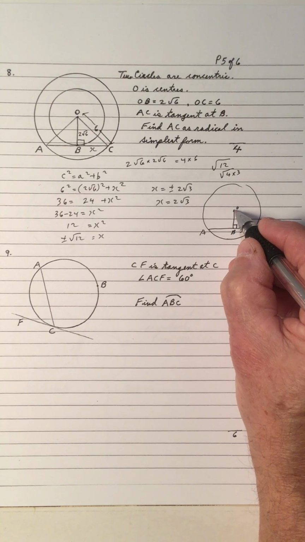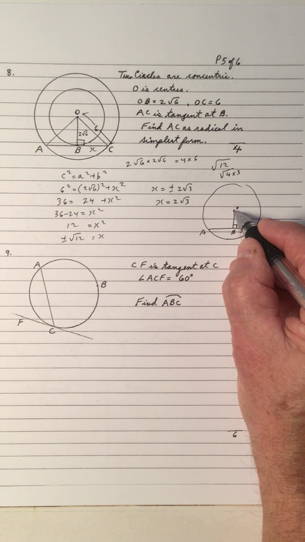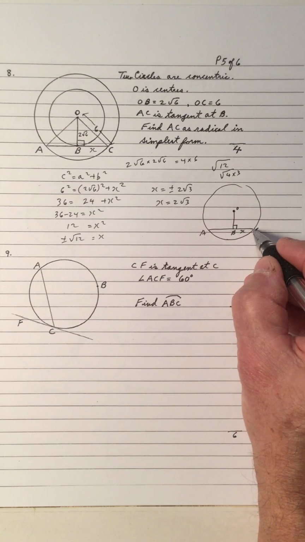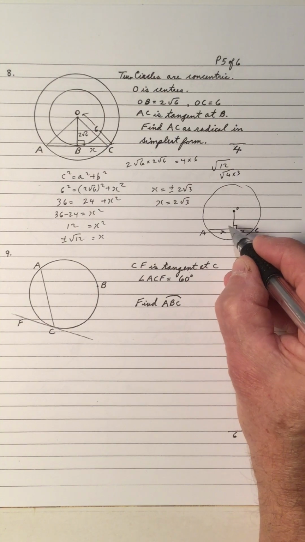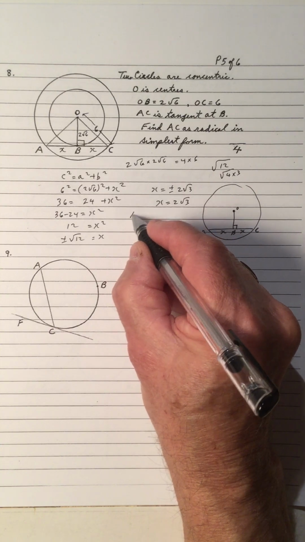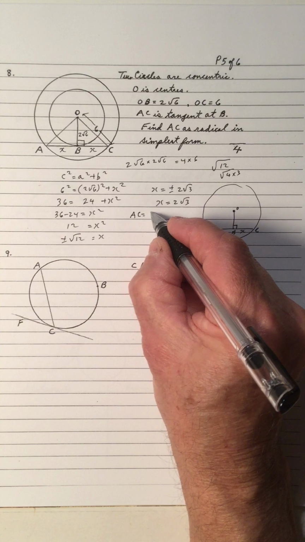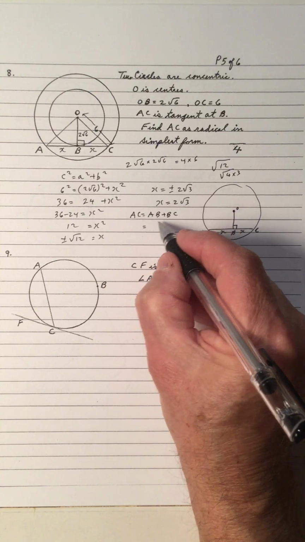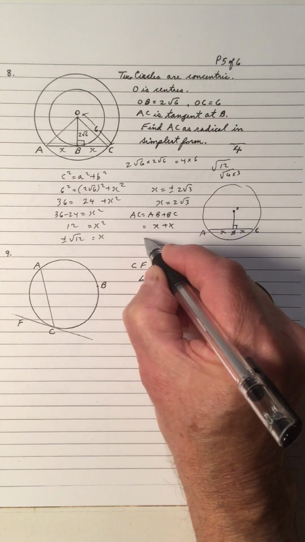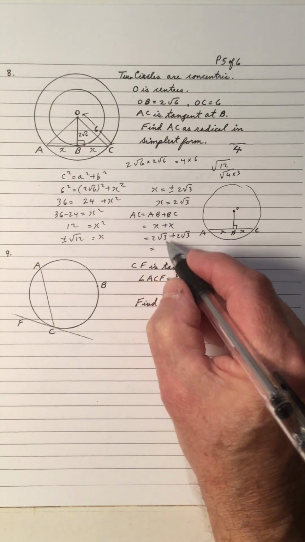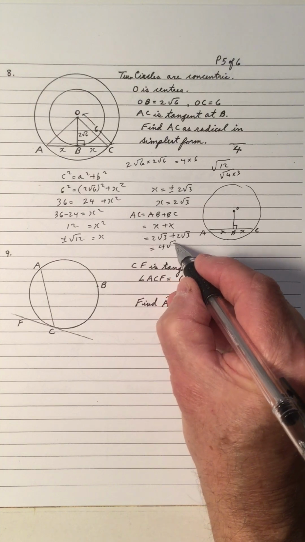So a segment is drawn from the center of the circle O, perpendicular to a chord, then it bisects the chord. So that's X. So that means AB is X. So that means that AC is equal to AB plus BC. So that's X plus X. So that's 2 root 3 plus 2 root 3, and we add them together is 4 root 3.